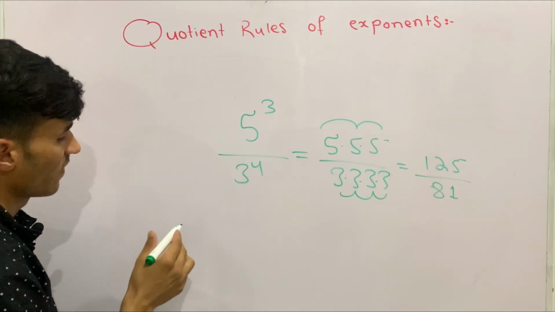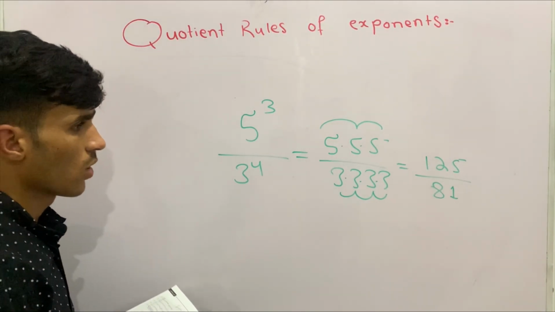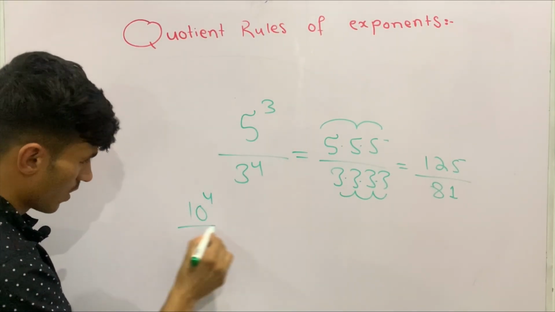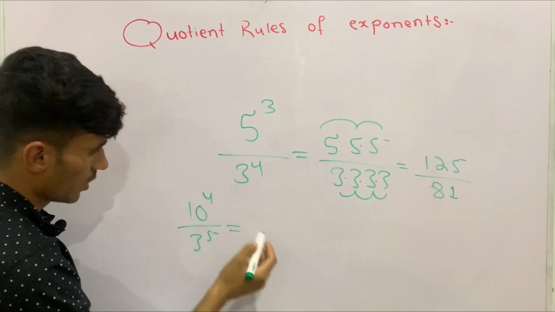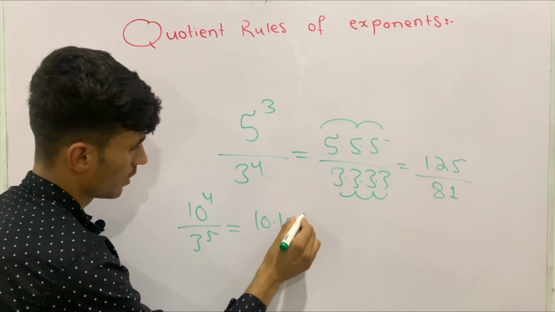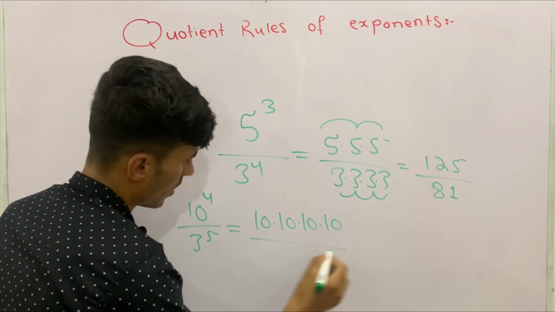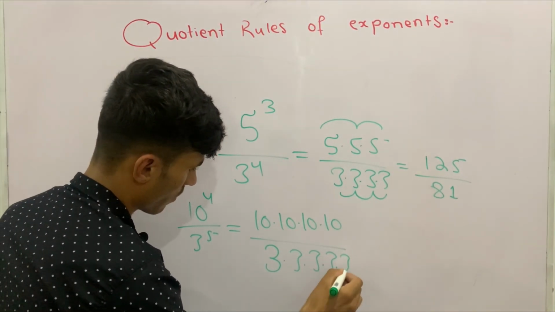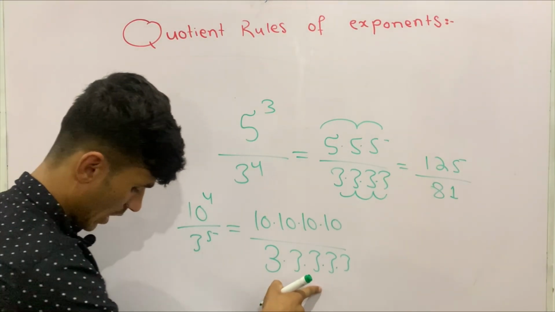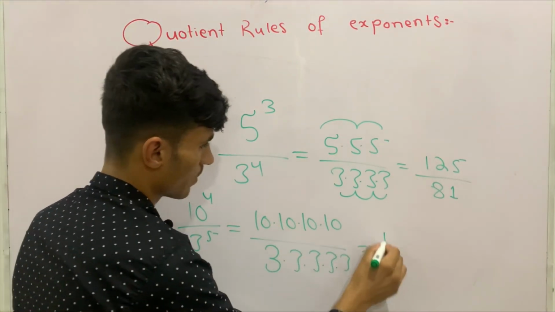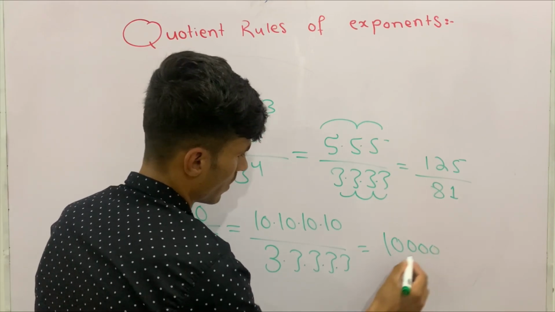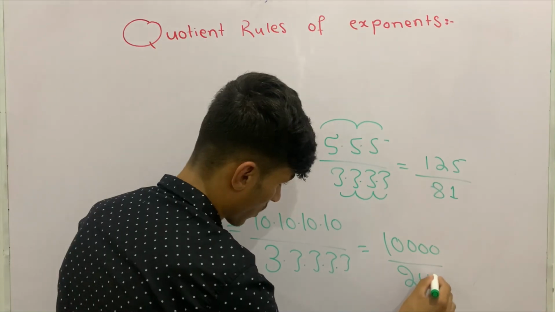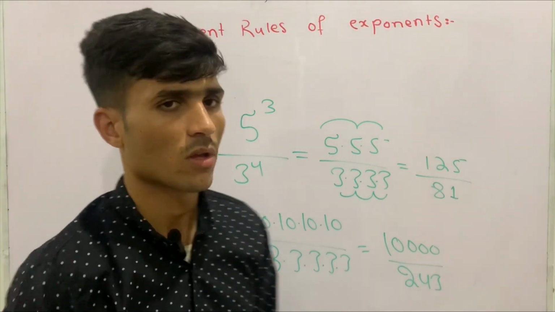Let me just show you the final example and we'll close up the lecture. That is 10 to the 4th divided by 3 to the 5th. 10 to the 4th means 10 into 10 into 10 into 10, divided by 3 into 3 into 3 into 3 into 3, 5 factors of 3. This becomes 10 to the 4th becomes 10,000. And 3 to the 5th power becomes 243. This becomes the final answer to the given problem.